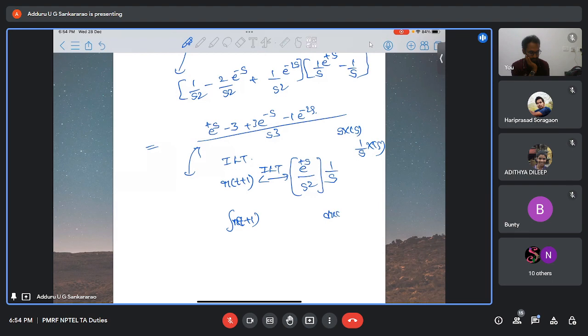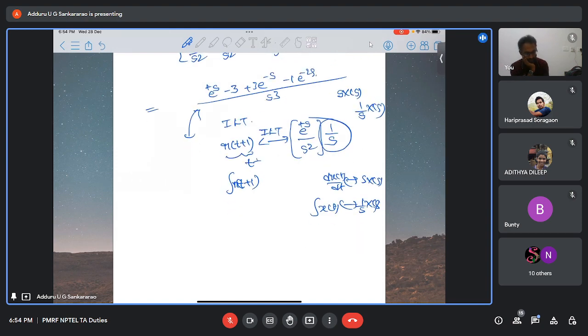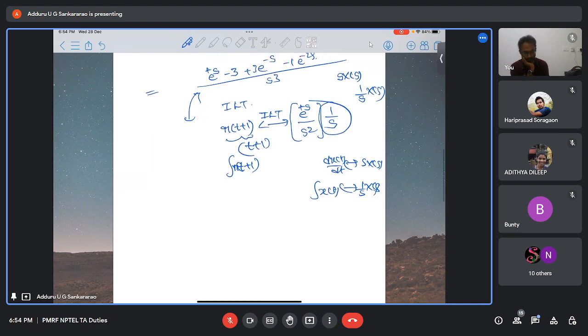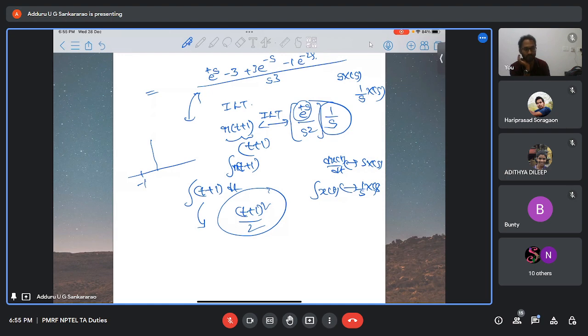You know these rules, right? So dx of t by dt, what is the Laplace transform? S into x of s. Integration of x of t, what is the Laplace transform? Roughly I am writing 1 by s into x of s. Here similarly it is there. That means r of t means t plus 1, right? So for this you need to take integration of t plus 1. If you take the integration, you get t plus 1 whole square by 2. Only that is enough, because e power plus means it is starting from minus 1. This is enough for us.